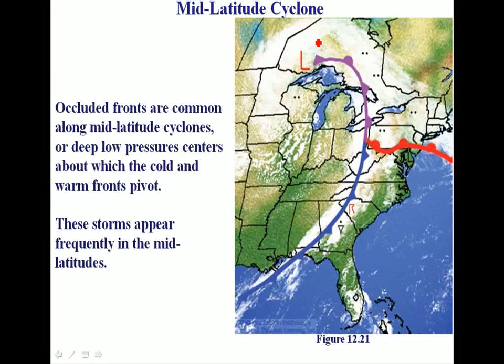And here you see a mid-latitude cyclone with an occluded front, a cold front, and a warm front. And you see the signature of that low pressure system in the satellite imagery. These storms typically show up quite a bit as far as mid-latitude cyclone storms in our area.